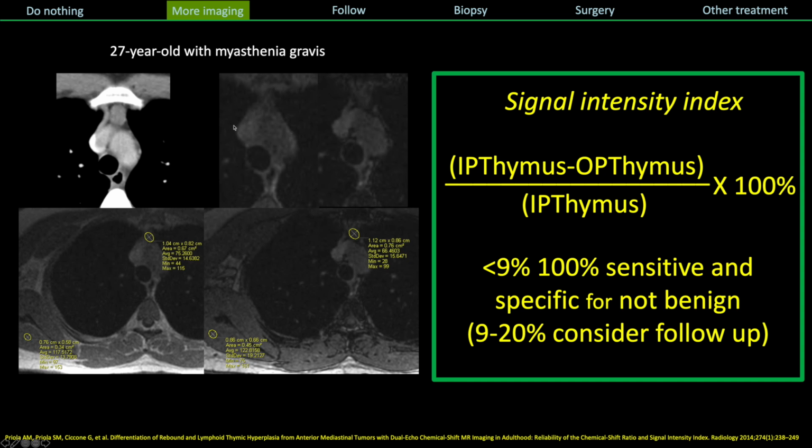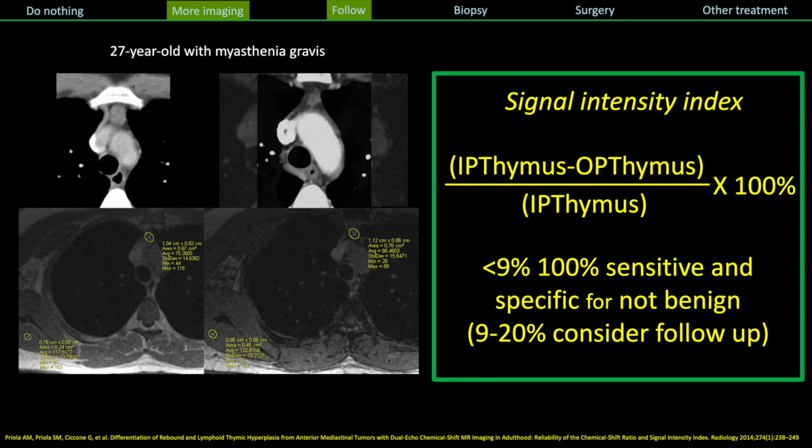And if you've got one that obviously drops out qualitatively or is over 20%, that's very, very good for something being benign hyperplastic tissue. Those I usually do nothing. This one was 14%. I followed it. We ended up getting a repeat CT and it involuted over time, consistent with benign thymic tissue.